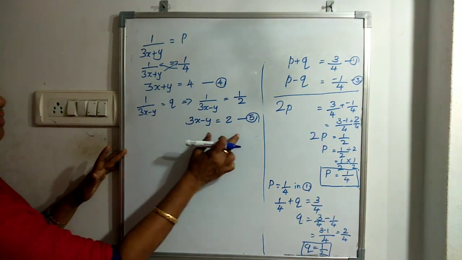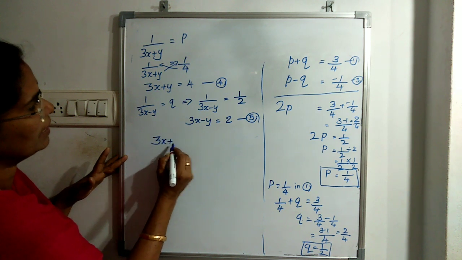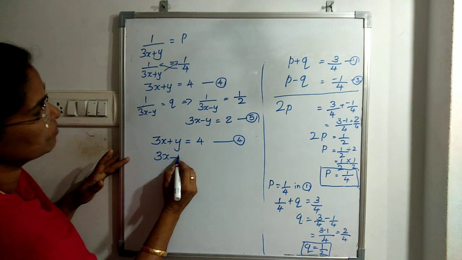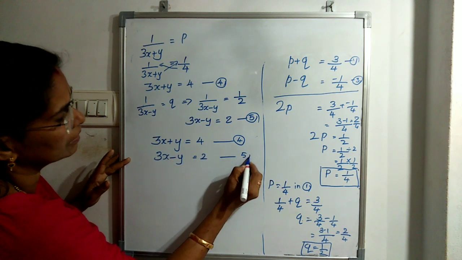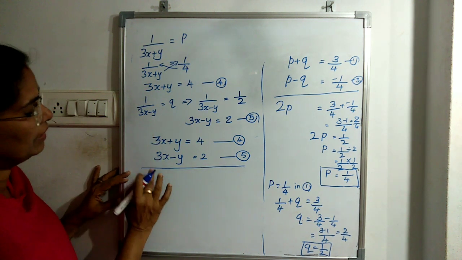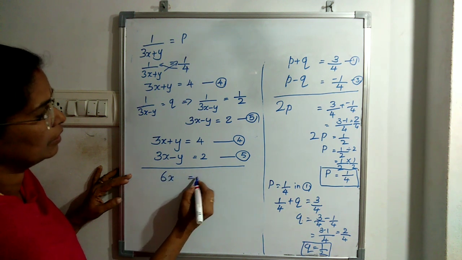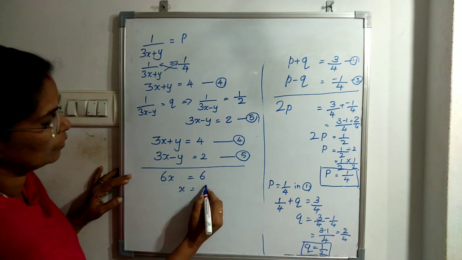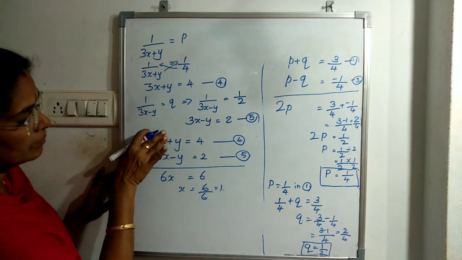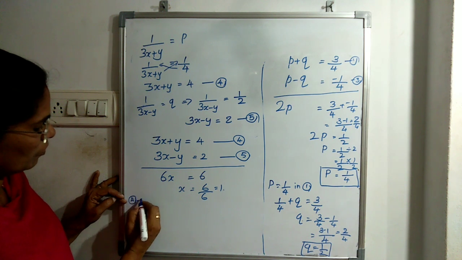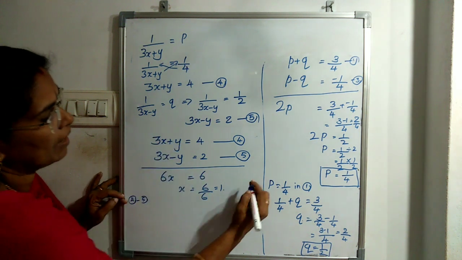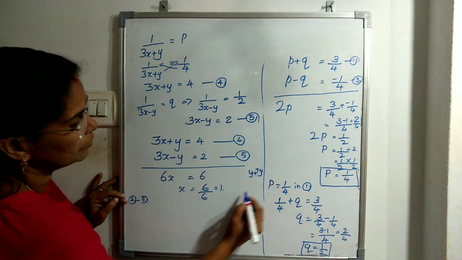Okay, equation 4 and equation 5 again, look. 3x plus y is equal to 4, that is our fourth equation. And 3x minus y is equal to 2, this is our fifth equation. So here also we have to solve by elimination method. Adding, we will get 6x equal to 6. Then x is equal to 6 by 6, answer is 1. And y we will get from subtracting. See, now equation 4 minus equation 5, what will happen? 3x minus 3x, that is 0. Plus y minus minus y becomes 2y.